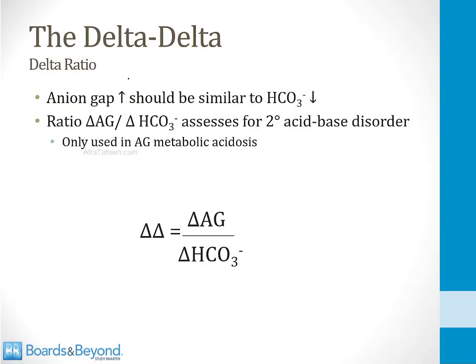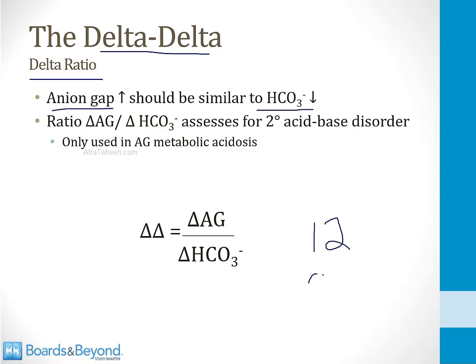In addition to Winter's formula, there is another formula that can be used to look for a second acid-base disorder together with a metabolic acidosis. And that formula is the formula for calculating the delta-delta, which is also known as the delta ratio. The idea behind the delta-delta is that the change in anion gap in an anion gap metabolic acidosis should be similar to the change in bicarbonate. So for example, a normal anion gap is 12.